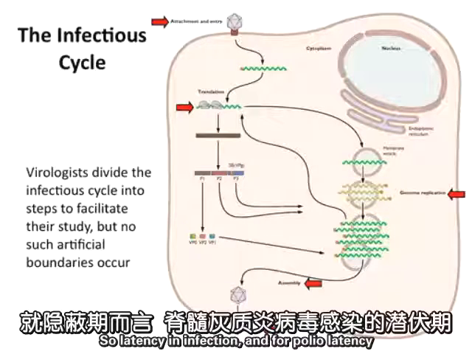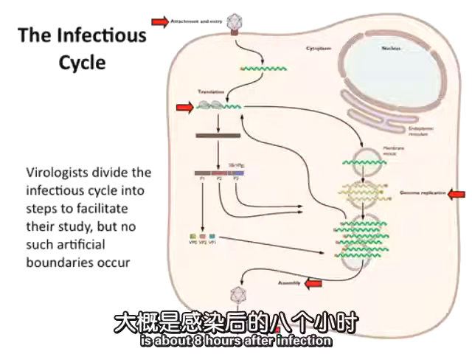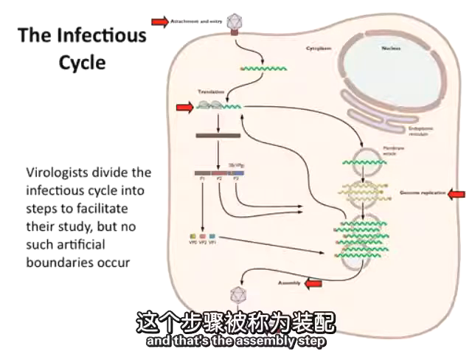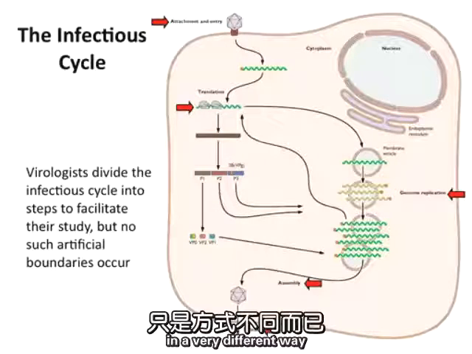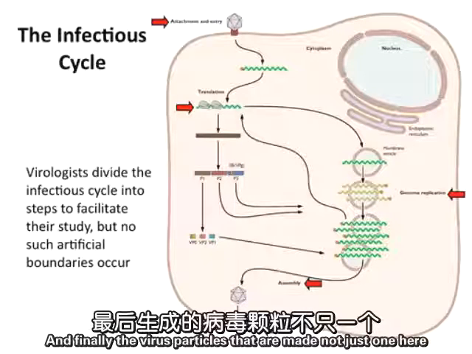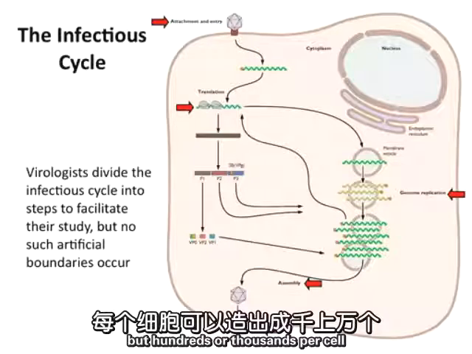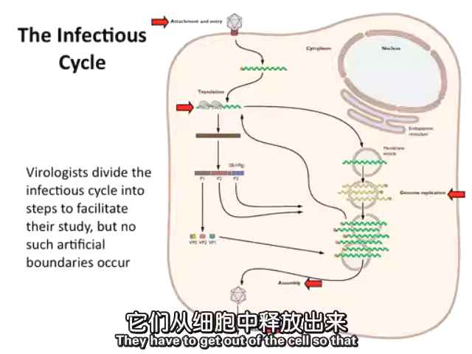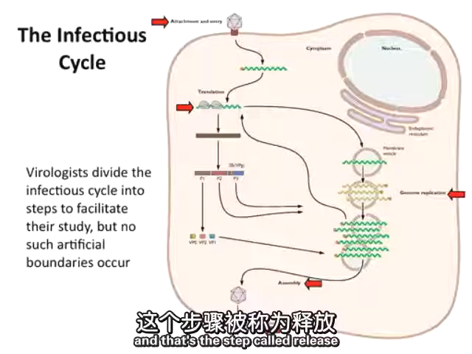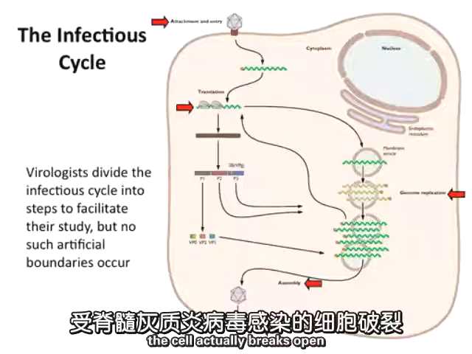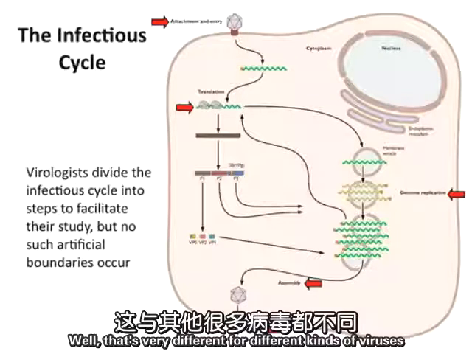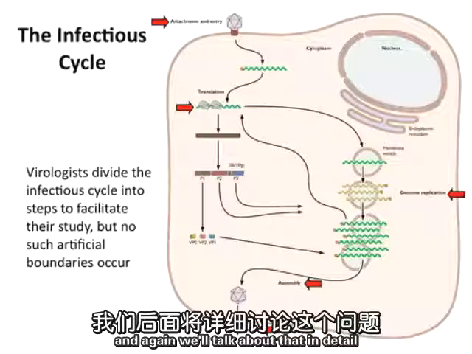So late in infection, and for polio late is about 8 hours after infection, the new proteins and the new RNAs assemble, and that's the assembly step. All viruses have to do that, and they're all very different ways, and we'll look at that in a separate lecture as well. And finally, the virus particles that are made, not just one here, but hundreds or thousands per cell, they have to get out of the cell so that they can spread and infect other cells. That's how they've evolved to do, and that's the step called release. And for poliovirus, the cell actually breaks open, and all the new virus particles are released from the cell. But it's very different for different kinds of viruses, and again, we'll talk about that in detail.